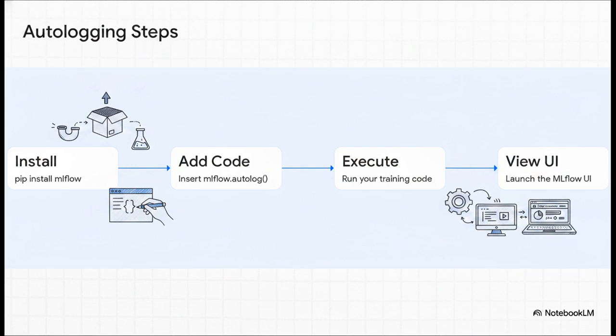Second, you drop in that single line, mlflow.autolog, right before your training code. Third, you just execute your run exactly like you normally would. And finally, you launch the UI with the MLflow UI command and head over to your local browser. Suddenly, without writing a single custom print statement or manual artifact log, your entire experiment is beautifully organized in a graphical interface. It's really that simple.